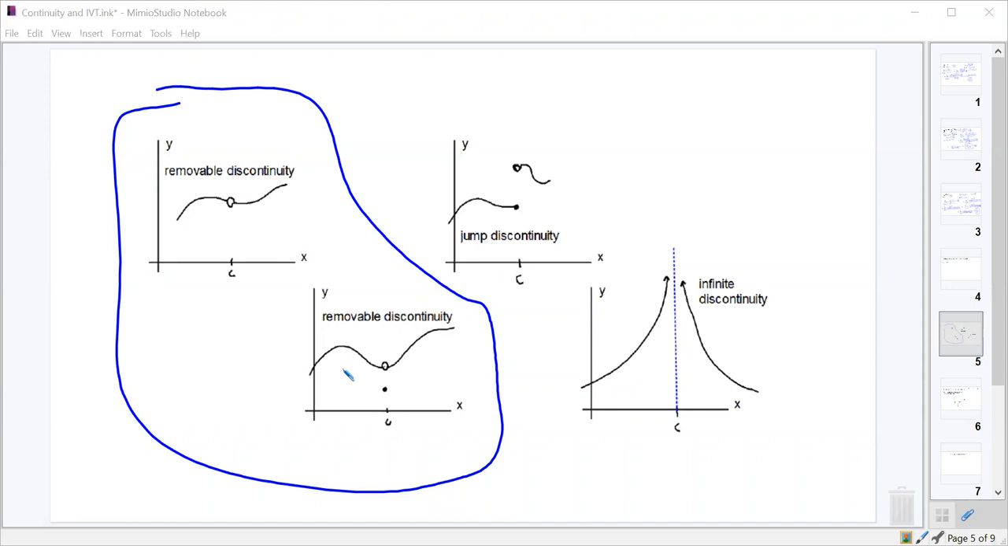What about our jump discontinuity? Does the function exist at c? Yes. Does the limit exist at c? No, it does not, because from the left-hand side it's got a limit from the left, and it's got another limit from the right, but those two limits are not the same. Therefore, the two-sided limit can't exist. And so this jump discontinuity fails the second criteria. Does that make sense to everybody?